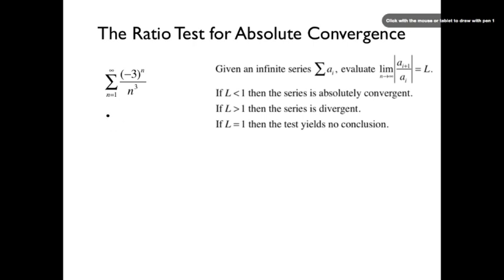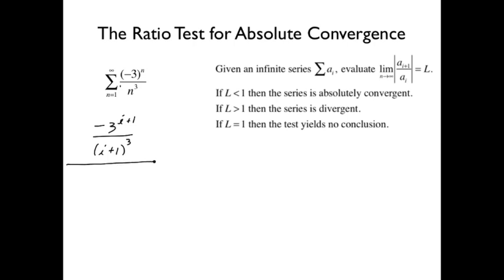So here we go. What is a sub i plus 1? Well, that would be -3 to the i plus 1 over i plus 1 cubed. Then a sub i plus 1 divided by a sub i, which would be -3 to the i over i cubed. So there's this ratio. And we want absolute value.